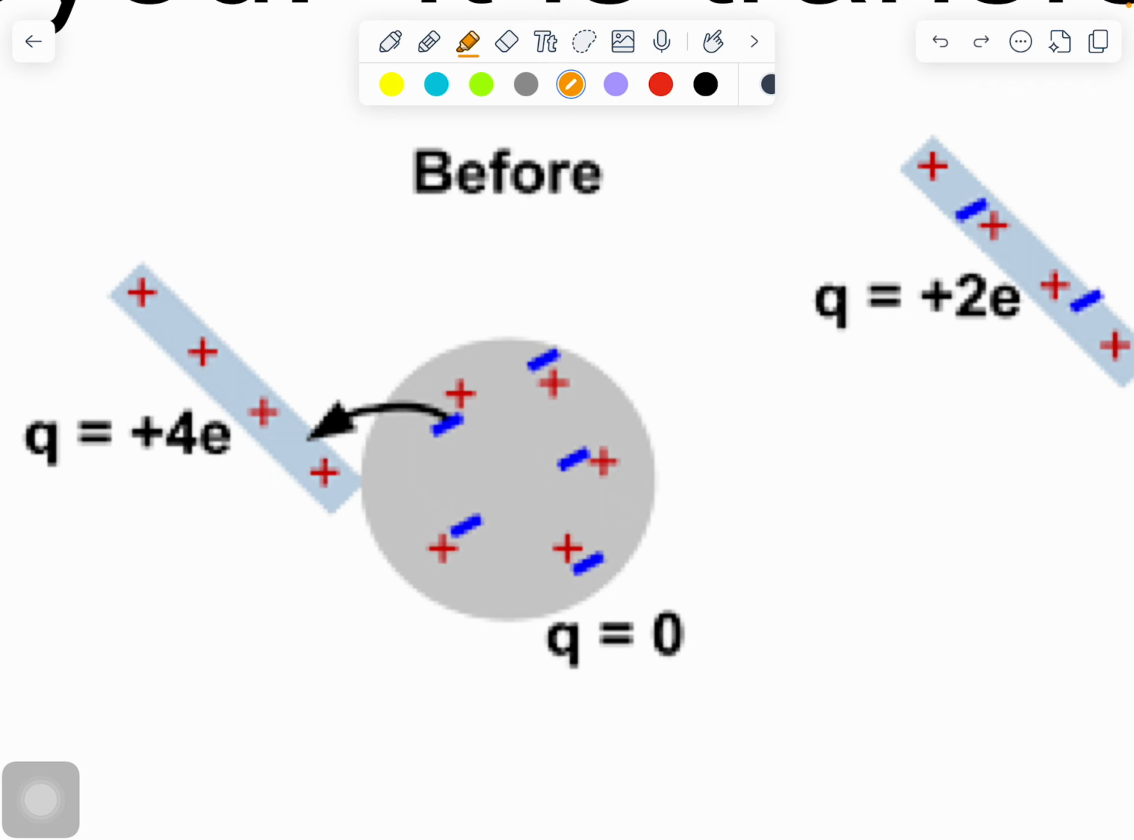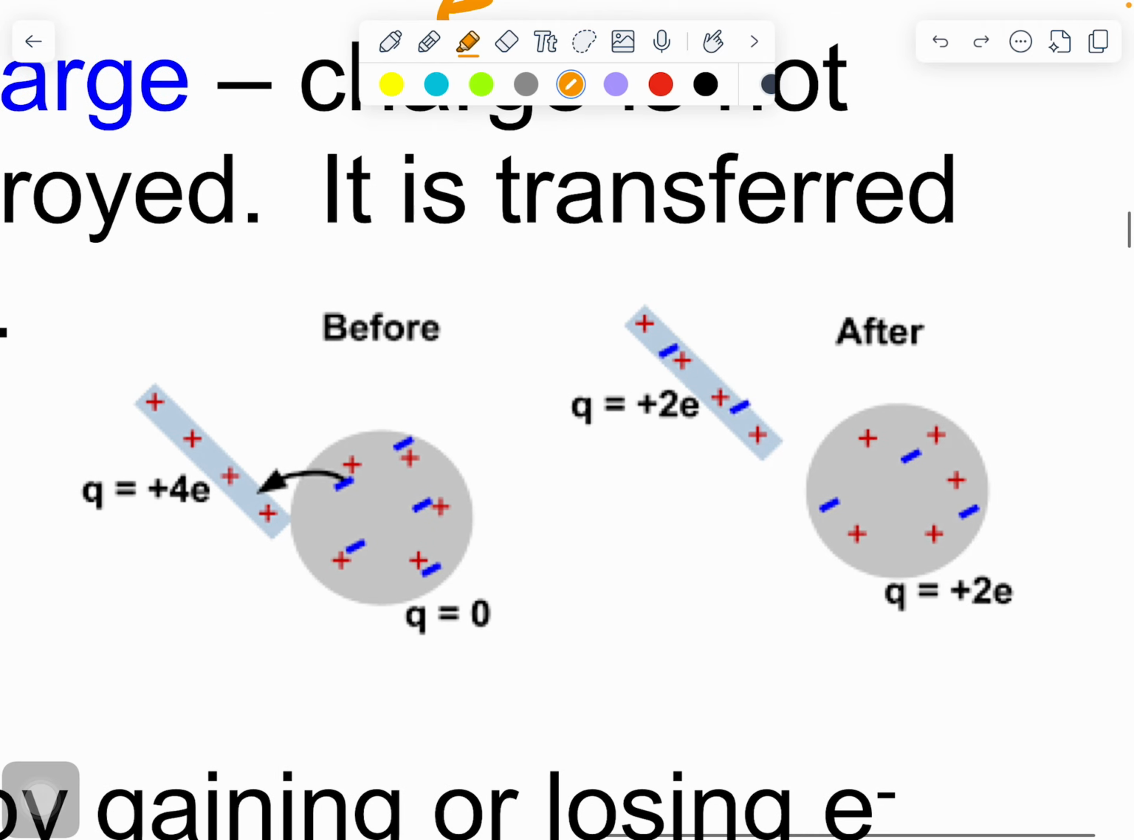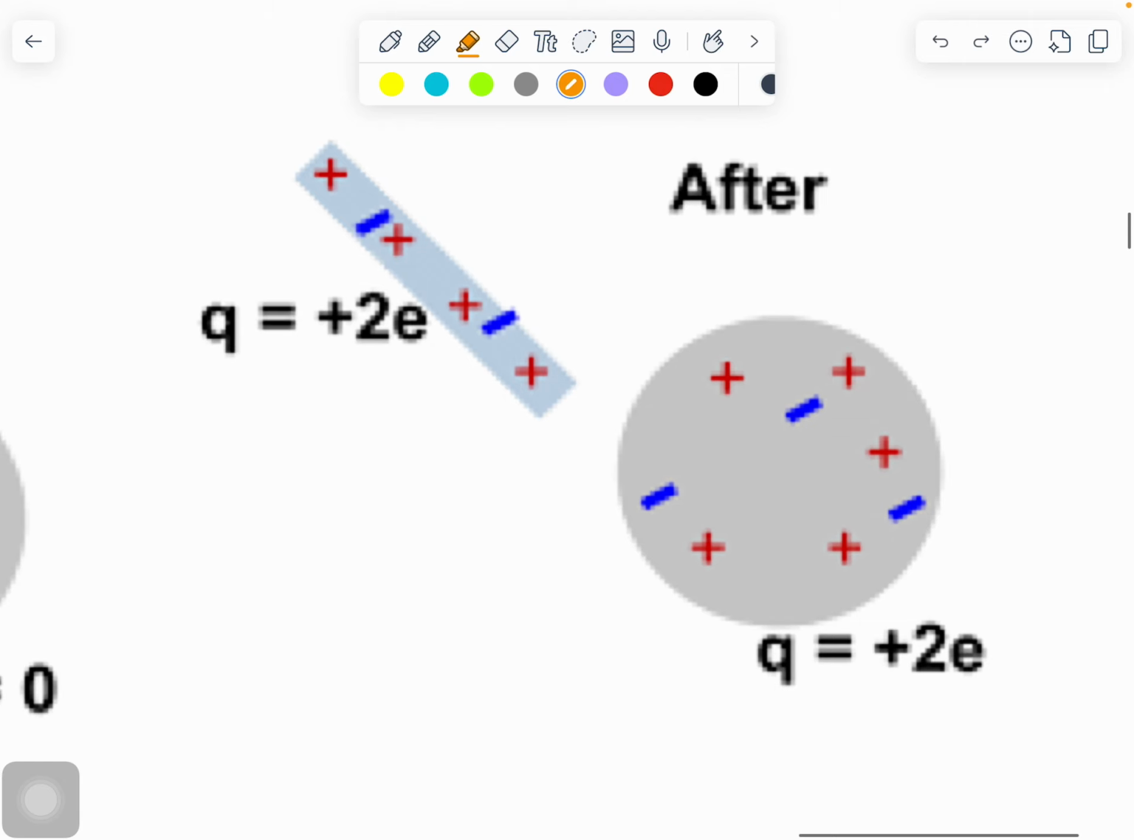With this arrow here, they are showing me that the electron is moving from the sphere to the rod. So when we look at the after picture, what we see is that the rod has now become more negative. In this case, it's still positively charged. We went from a positive 4 to a positive 2, but it's getting closer to that neutral or negative value, right? On the other hand, we have what was a neutral sphere that is now positively charged.